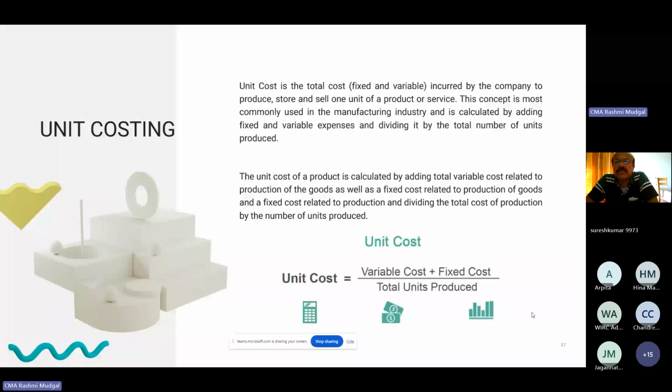The unit cost of a product is calculated from all the expenses incurred and taken into consideration. For example, for one quarter I have spent this much amount and produced this much quantity of goods. This is taken for the unit cost that we actually take.